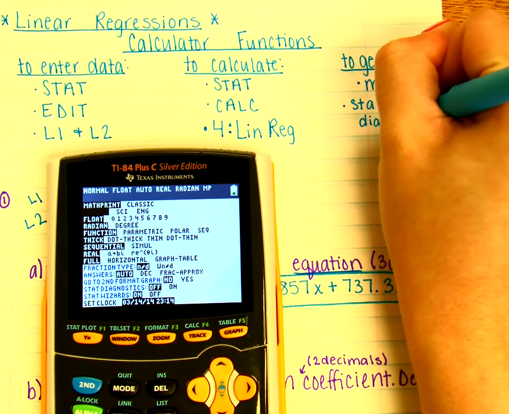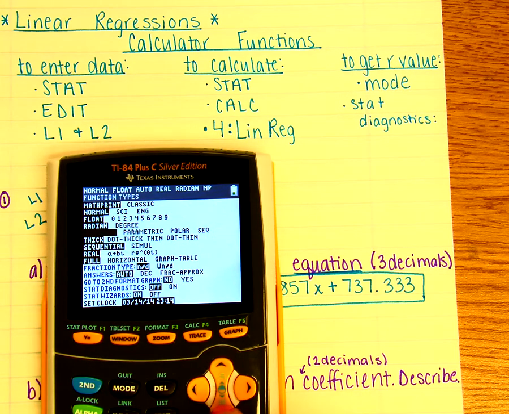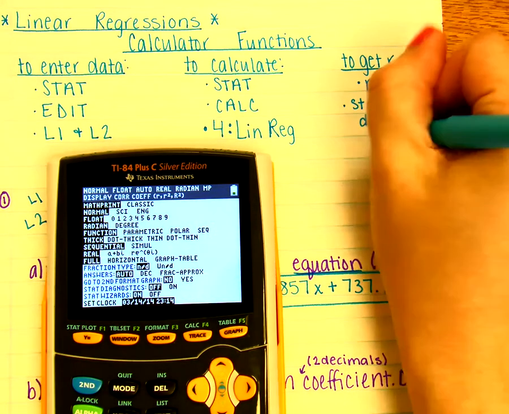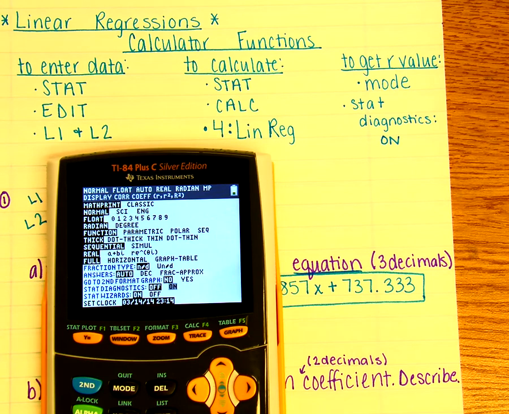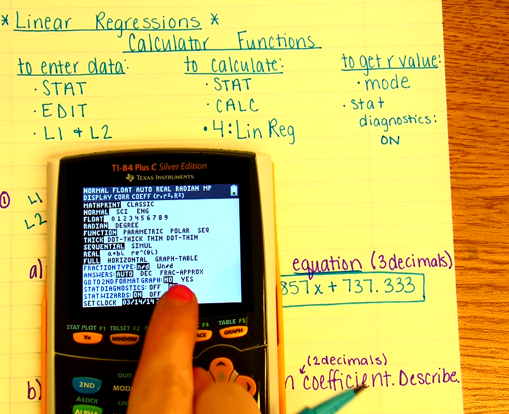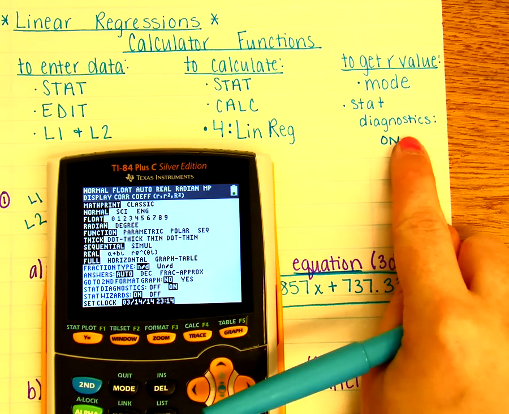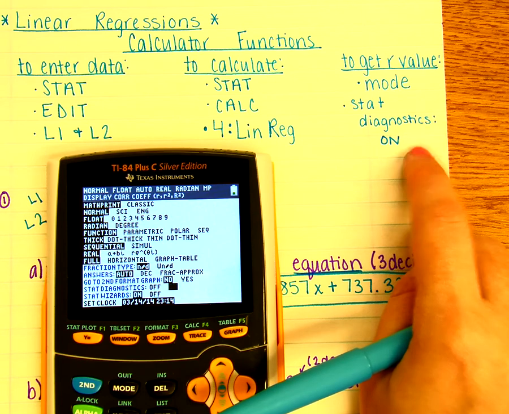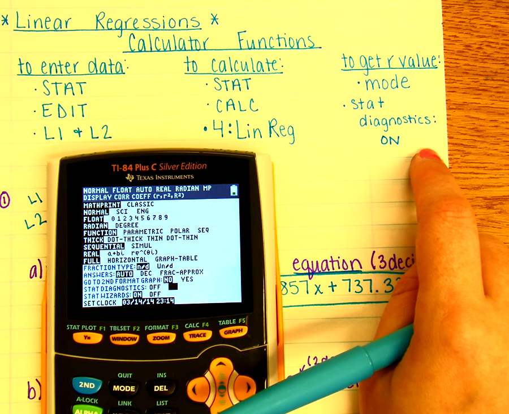Diagnostics. So we scroll all the way down here to where it says Stat Diagnostics. You want to make sure that it is turned on. So if you move over here and press enter, it'll have the little black box flashing over on. That means that we've turned our diagnostics on. You want to make sure that you are doing this before, otherwise you will not get the R value.